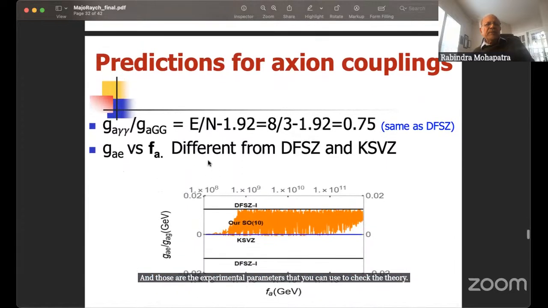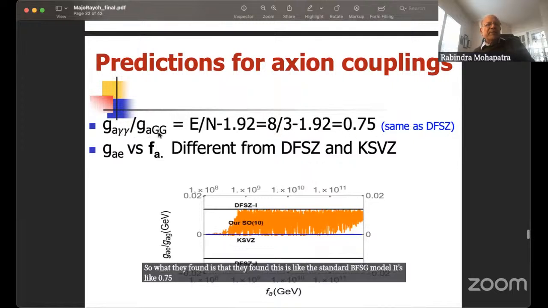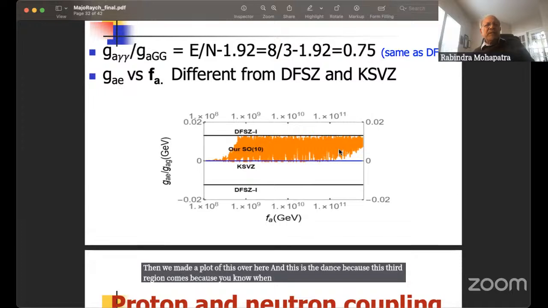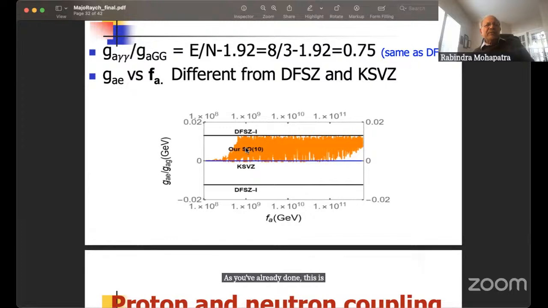What we found is that this is like the standard DFSG model, 0.75 Ga gamma gamma over Ga gluon gluon. Then you make a plot of this over here. This shaded region comes because you have different values in your parameter space; as you vary them, this is what you get. So this is the prediction of our model. This is the prediction of the DFSG model, KSVG, and there is a DFSG2, which is way below. We don't even get near that.